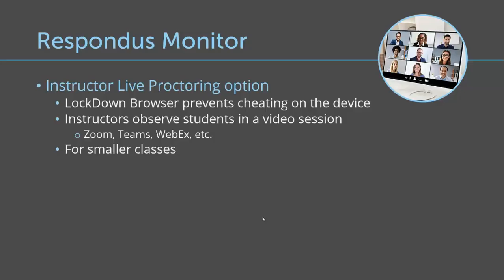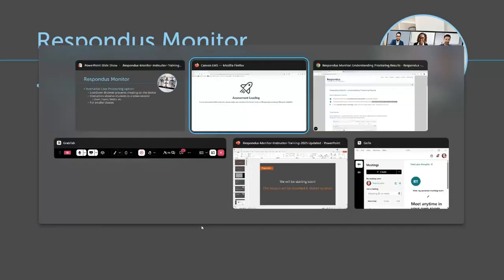The Instructor Live Proctoring option, again, comes with a license of Respondus Monitor. It allows you to use Lockdown Browser to prevent digital cheating on the student's device and at the same time be able to watch students in your video session like Zoom or Teams. We usually say this is designed for smaller classes simply because the instructor has to watch everybody. And that might not be possible with 300 students in one Zoom session, but there's no technical limit, right? So it's really up to you.